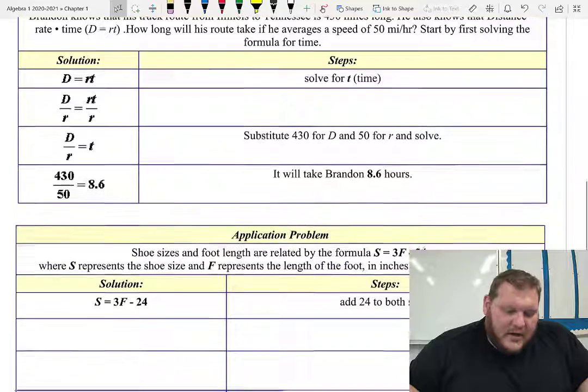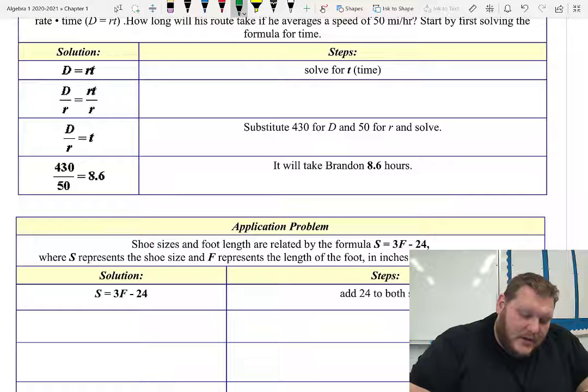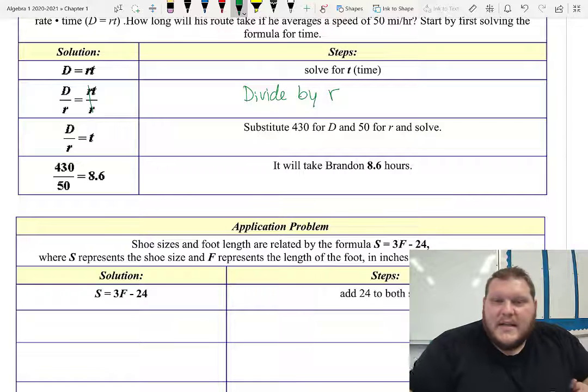So here, if we're trying to solve for t, our first step to get t by itself, it's being multiplied by r. So I'm going to go ahead and divide by r to move it. So those cancel out over on the right side. So d over r, so your distance divided by your rate, is equal to your time.